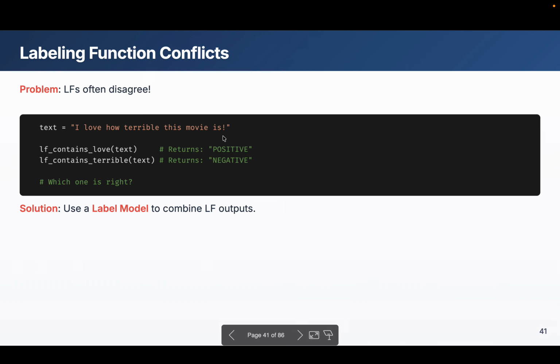"I love how terrible this movie is." It contains the word love, so it should be positive. It contains the word terrible, so it should be negative. What do you think should be the overall label for this? Yeah, probably negative only, just the way it is written. It's a very sarcastic comment.